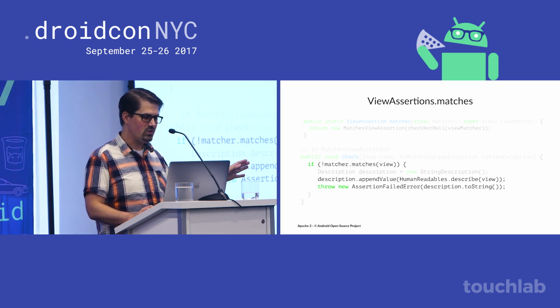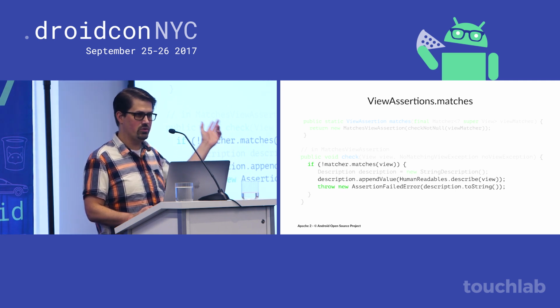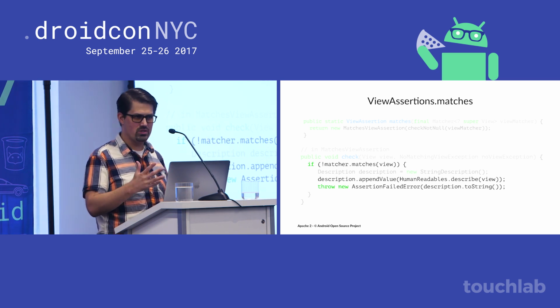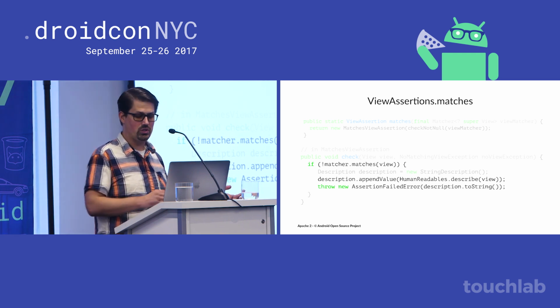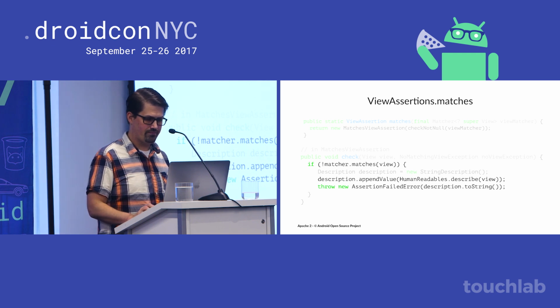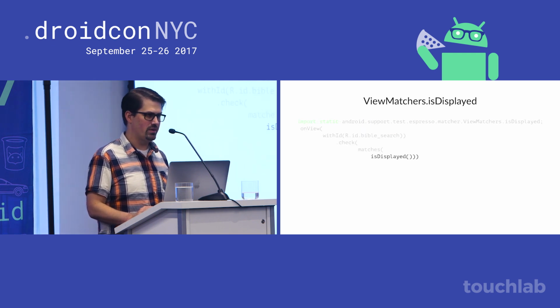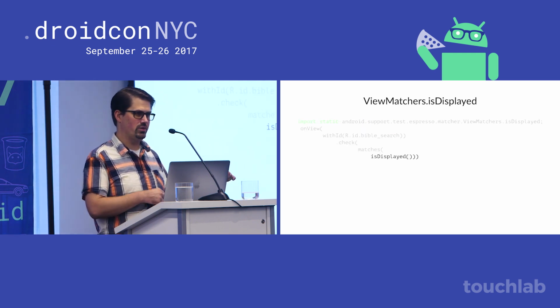Now, you'll notice this implements view assertion. View assertion is just an interface that you can implement yourself. So if you need to do custom introspection on the views to look for specific things, you can implement a custom view assertion and just pass that into check. So is displayed is the view matcher that we just converted to a view assertion.